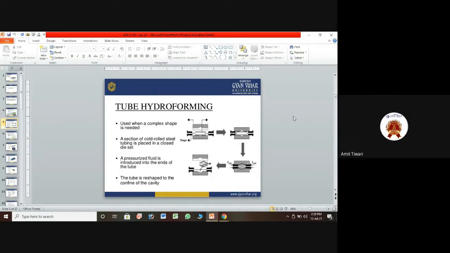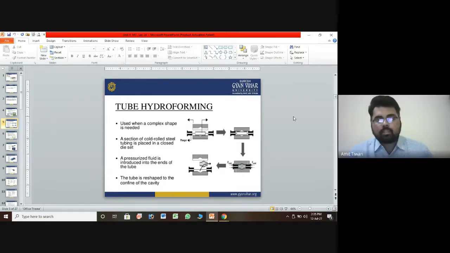So a pressurized fluid is introduced, basically of some type of fluid. Fourth, the tube is reshaped to the confines of the cavity. So these are the basic reasons to use tube hydroforming.